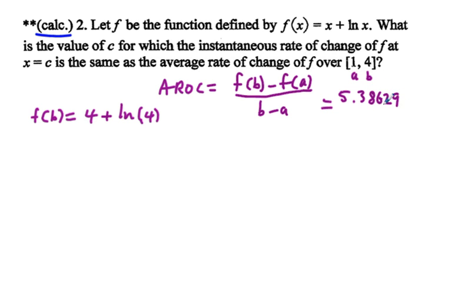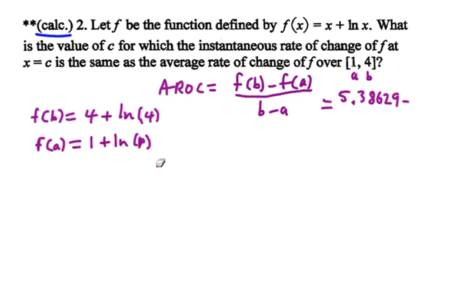We might be tempted to round off, but what we're trying to do is get as many significant figures as possible before our final answer, because you need to get at least 3 significant figures right to get this right. So f of a is equal to x, which is 1, plus the natural logarithm of 1.